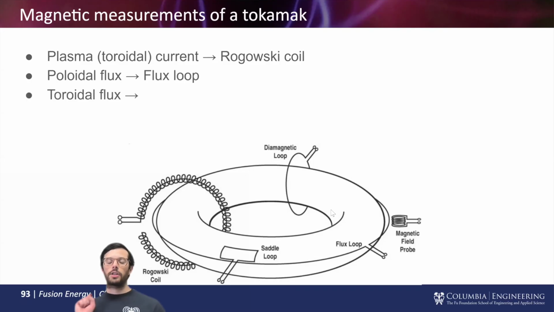Toroidal flux. That's the flux going around the donut. So if that changes, we turn that down or turn it up quickly. Where would we be able to measure that? Where would we measure that?